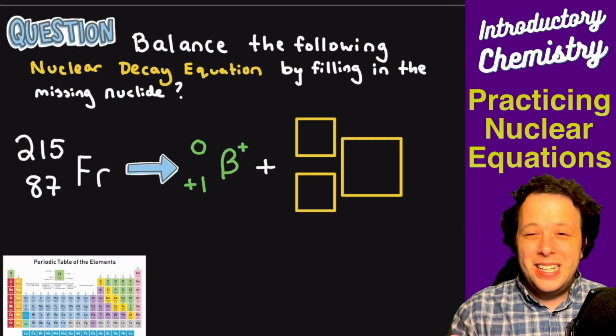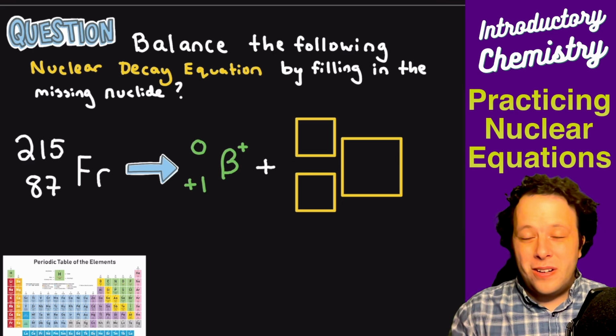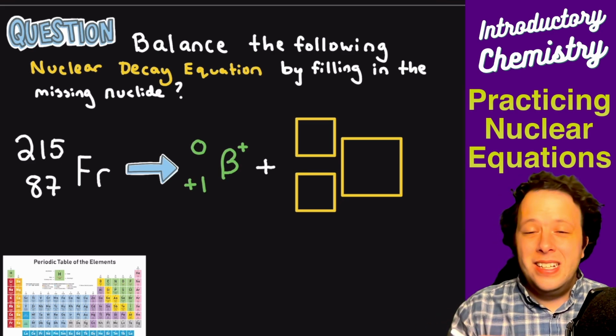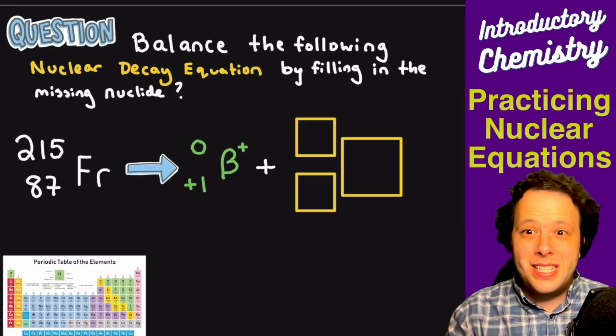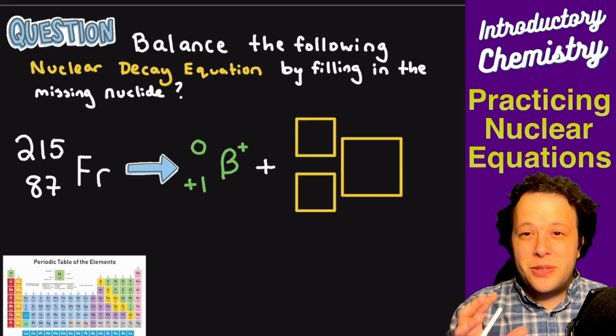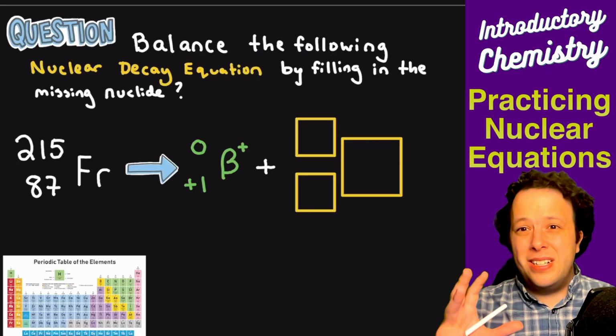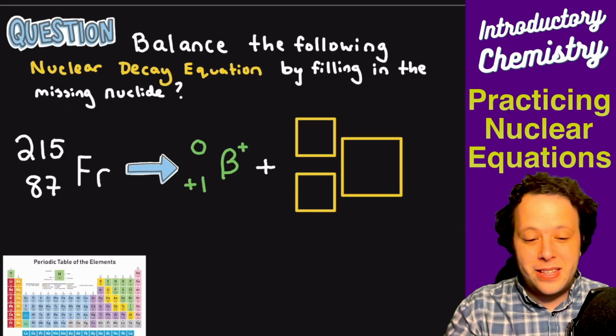So the first thing, when it comes to balancing a nuclear decay equation, is that you've got to remember the law of conservation of mass, which is that mass cannot be created nor destroyed. So you have to have the same amount of mass on both sides. Now, when we are doing this, we're always going to be adding up protons and neutrons and really trying to see exactly how much of everything we have.